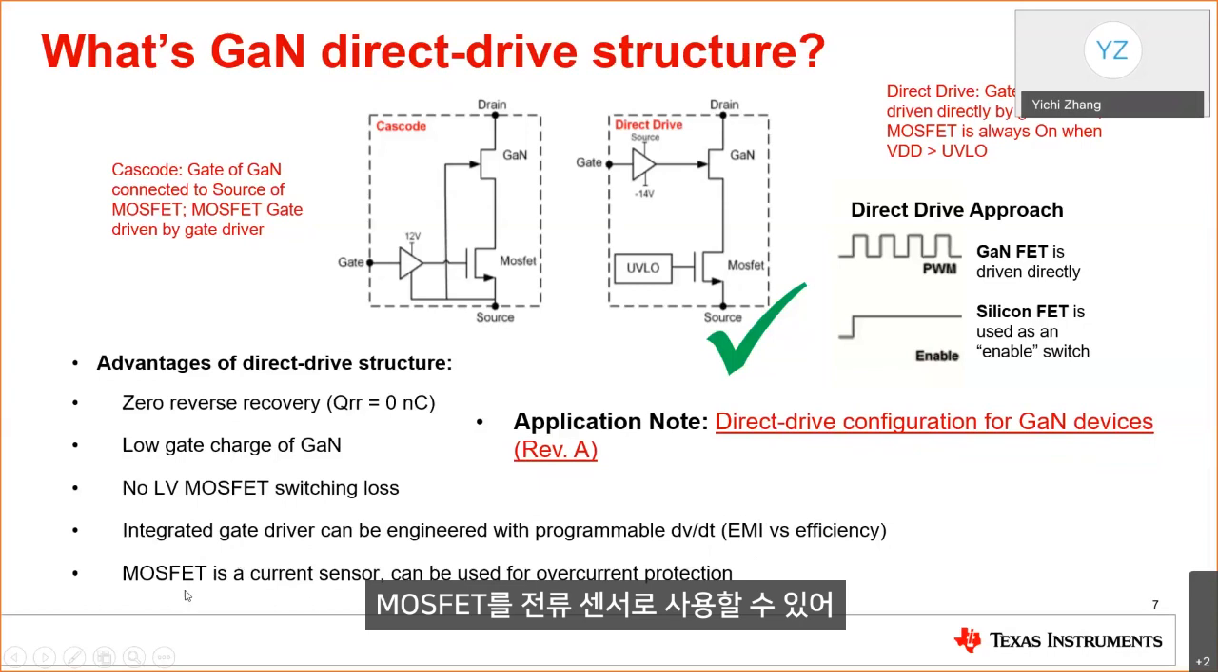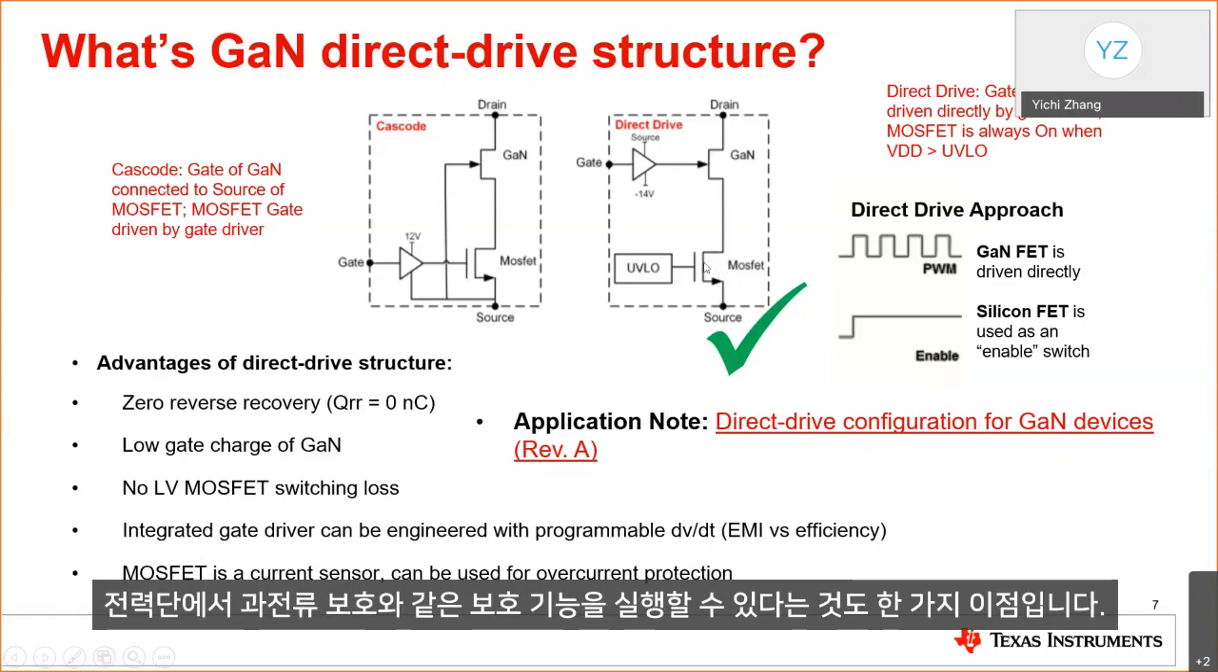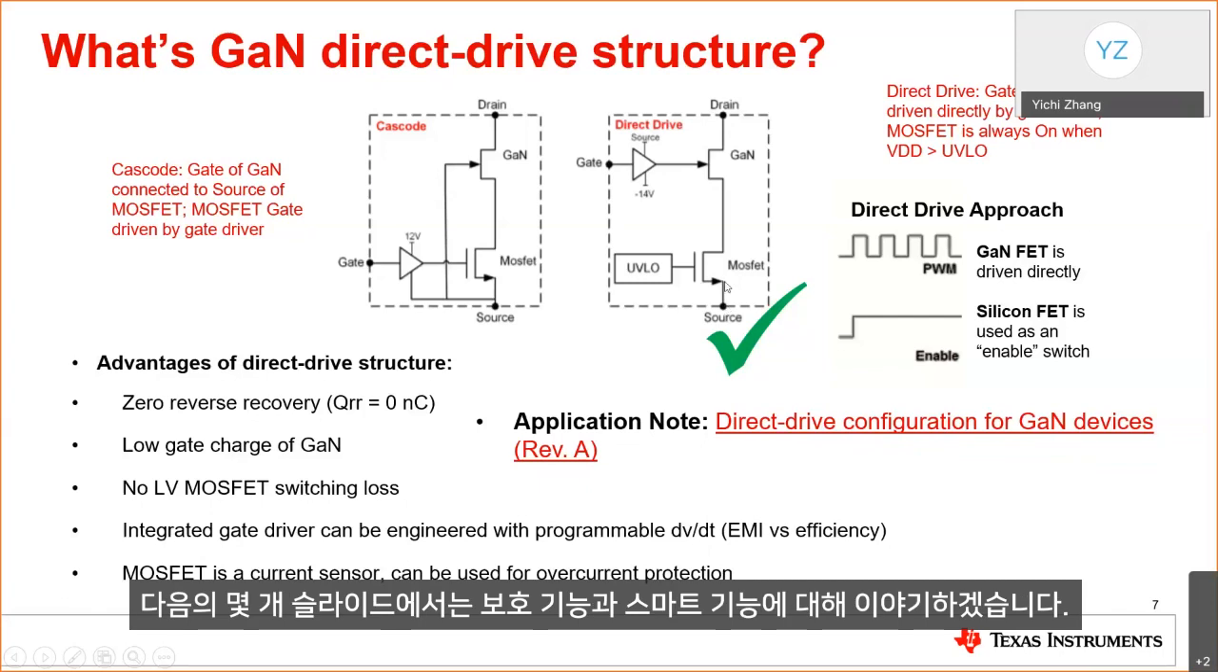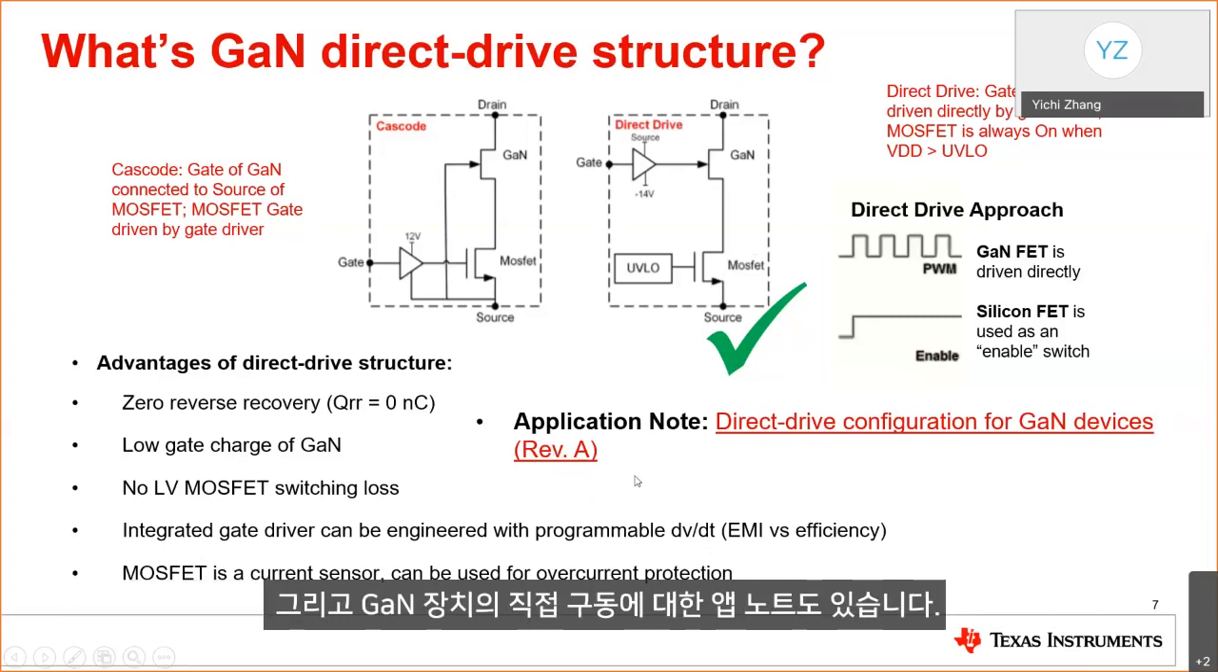One other benefit is the MOSFET can be used as a current sensor. So we can implement some of the protection functions such as overcurrent protection in our power stage. I will be talking about some of the protection and smart features we have in the next few slides. And also we have app notes about direct drive configuration for our GaN devices.